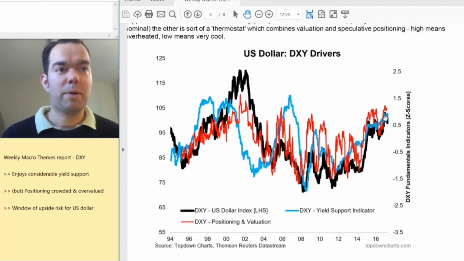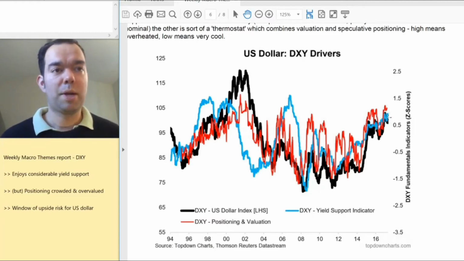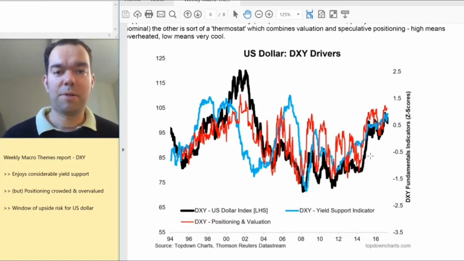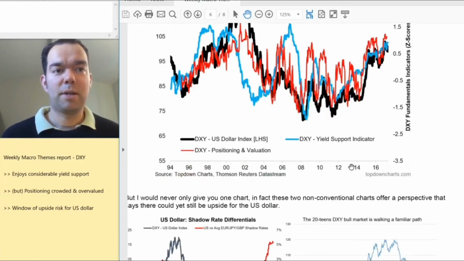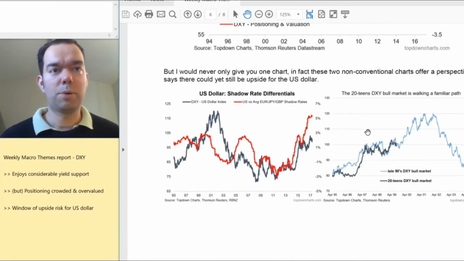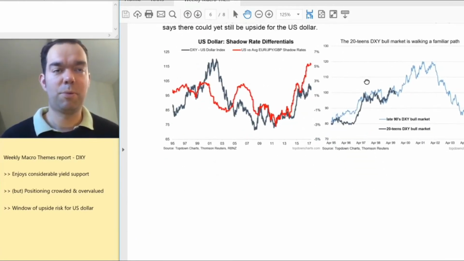At the same time, you've got considerable yield support, and as we get more Fed rate hikes, that's probably going to put a bit more support under it. Certainly there is probably a bit of a window where the US dollar can perform further, simply on the yield argument. The Fed's probably going to get a couple more rate hikes out the door before some of the other central banks, such as the ECB, would start to look at hiking. In fact, as long as we're talking about upside risk, it brings to mind the other two charts.